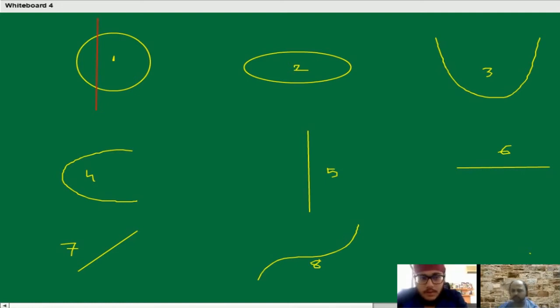Okay. So here you can see what happens once we draw this vertical line: it has more than one intersection. So it's not a function.